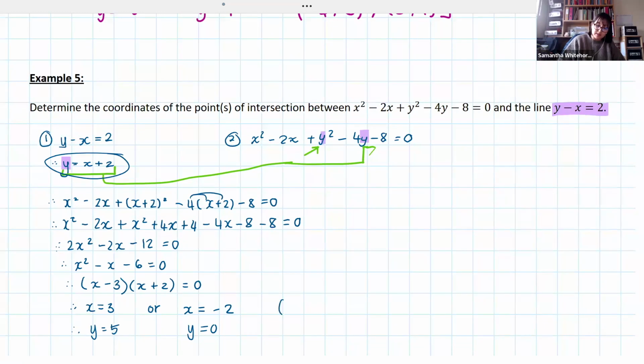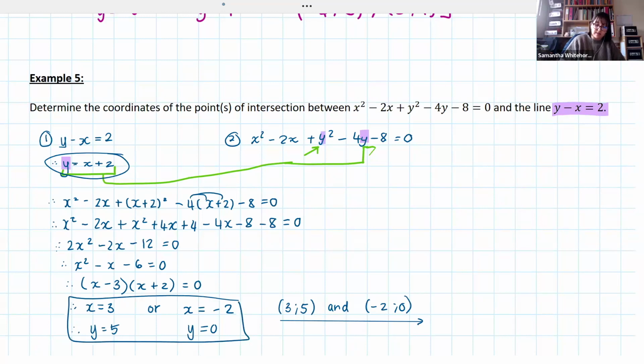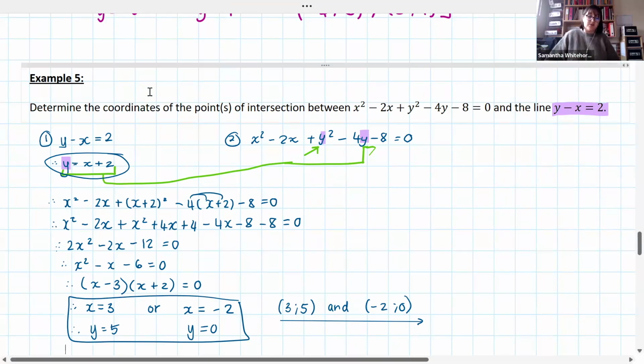So my 2 points of intersection are at (3, 5) and (-2, 0). You don't have to write out the coordinate like I've done. Leaving your answer like that in the block is absolutely fine. I'm just a little bit pedantic when it comes to it, if it says determine the coordinates, I like to write down the coordinates, but you don't have to.